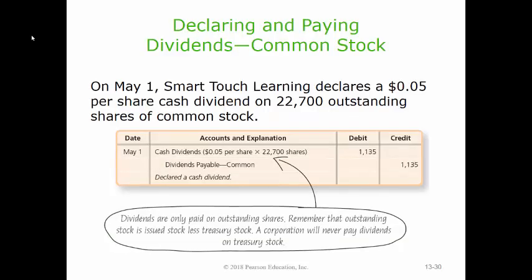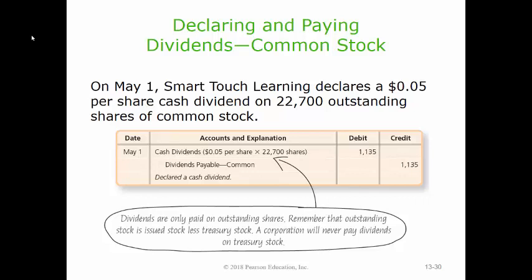Well, how do we account for this in journal entries? Well, if you are going to declare a dividend, you need to figure out what that dividend is going to cost you in the future. So on May 1st, Smart Touch Learning has declared a 5-cent per share cash dividend, and they have 22,700 outstanding shares of common stock. And outstanding is important because we just saw that companies will buy back their own shares and put them in treasury.